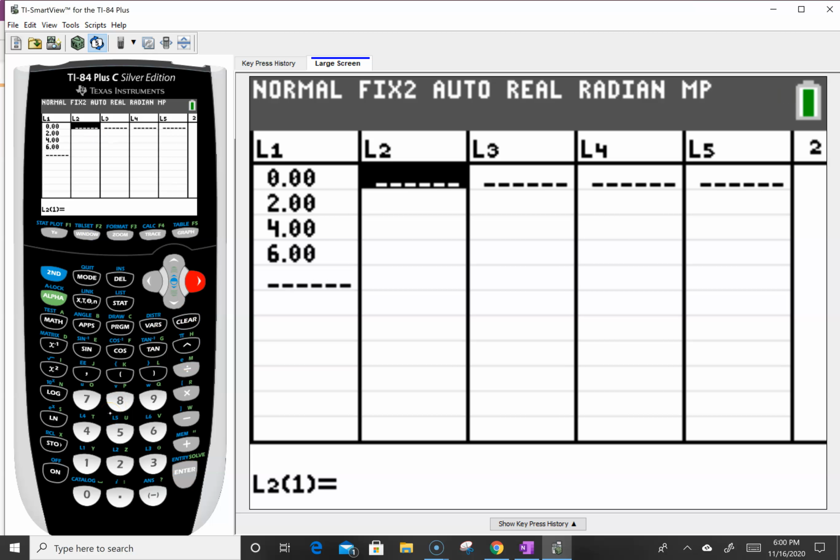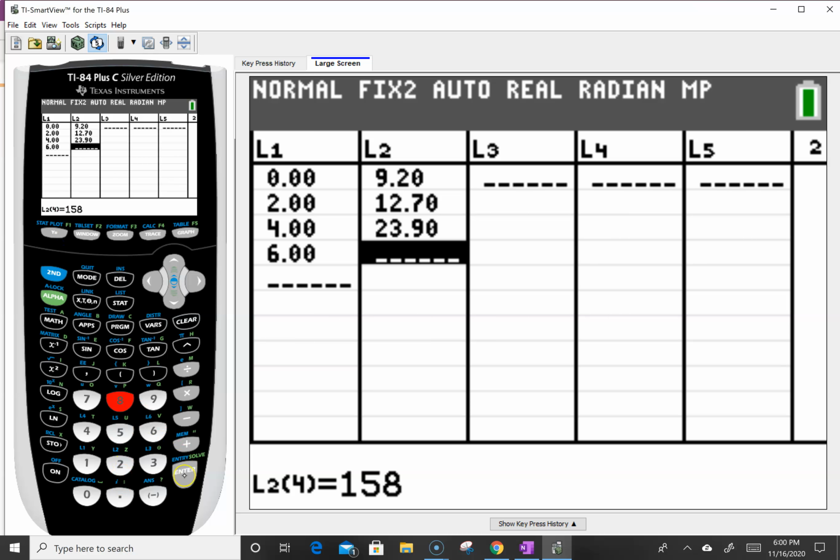In L2, we're going to put the y's that match with those. 9.2, 12.7, 23.9, and 15.8. And hit, whoa, that's totally wrong.